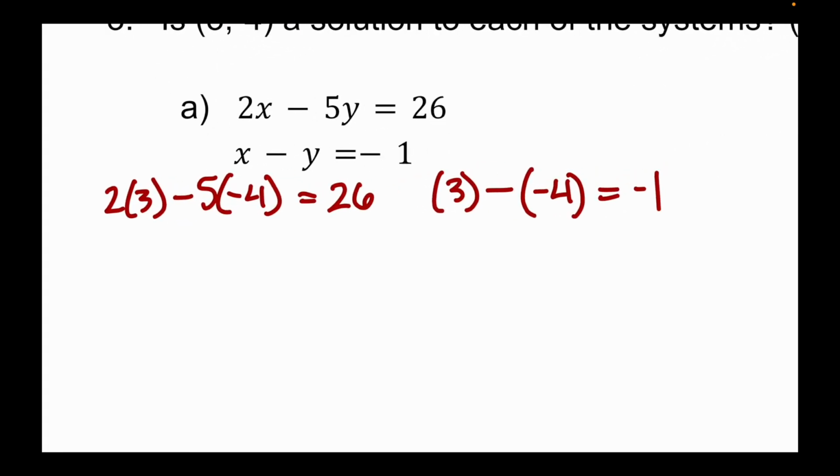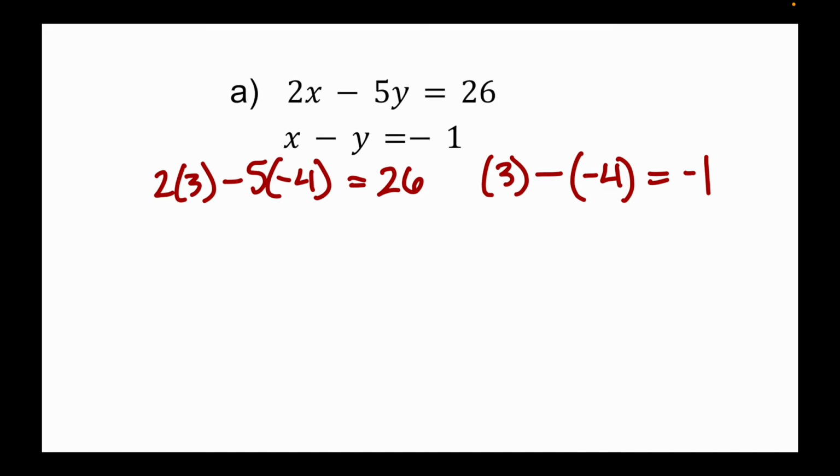And it needs to be true for both. Maybe I should have done that in a different color, but that's okay. Let's work this one out on the left. 2 times 3 is going to give us 6, and negative 5 times negative 4 is going to give us positive 20. Is that equal to 26? Yes, 26 equals 26. So it works for that one, but it needs to work for both.